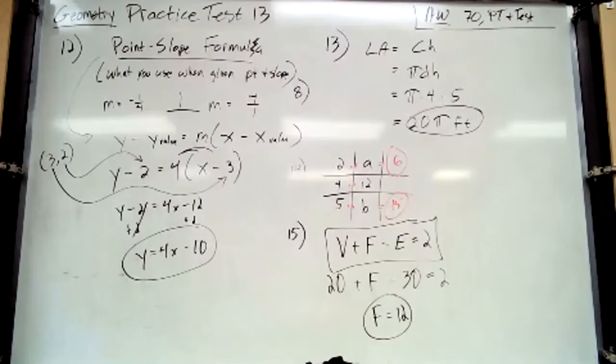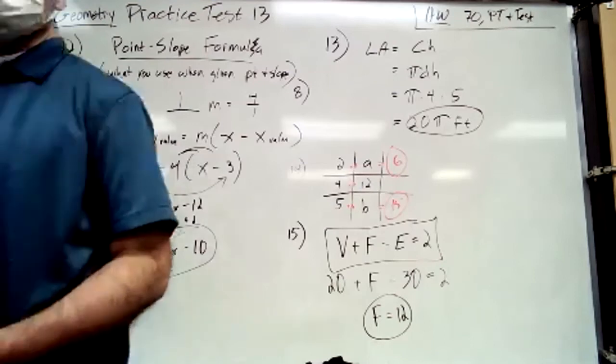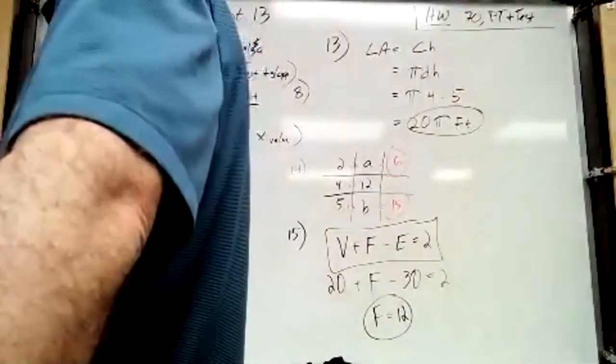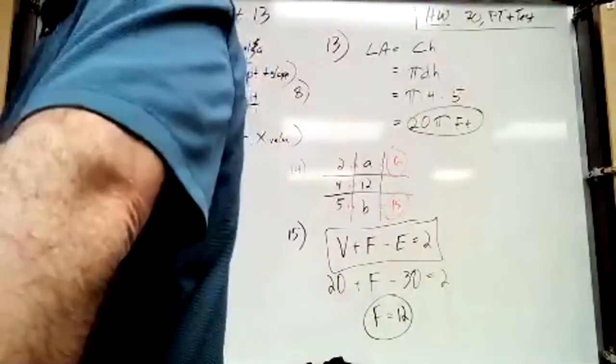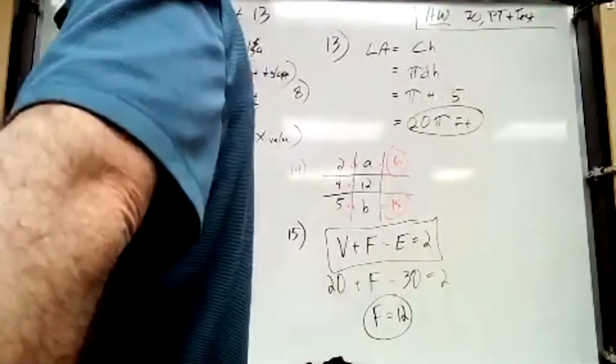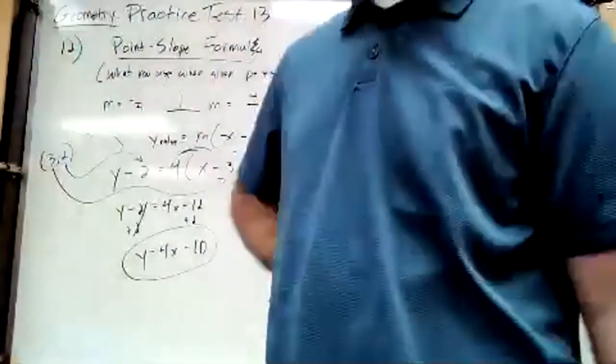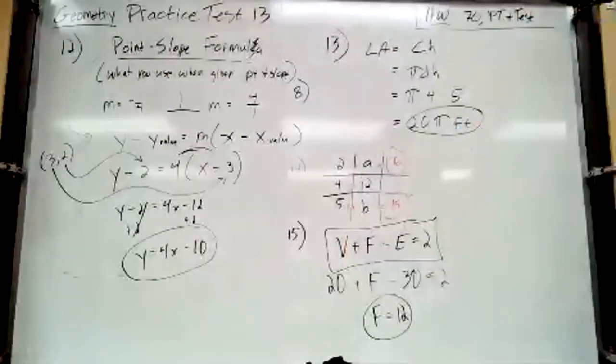Okay, is DE parallel to BC? Well, it sure looks like it. Is it a midsegment? It doesn't say it's a midsegment. So do we have to prove it? If you can prove it, it doesn't have to be a midsegment. What else can you say to prove it's parallel? You could look at the angles, but the angles aren't going to help. All it gives us is side lengths.